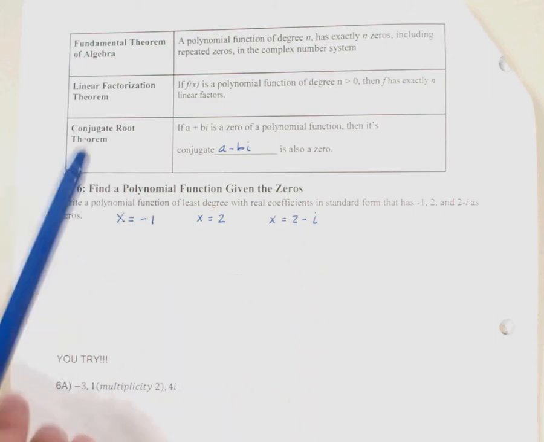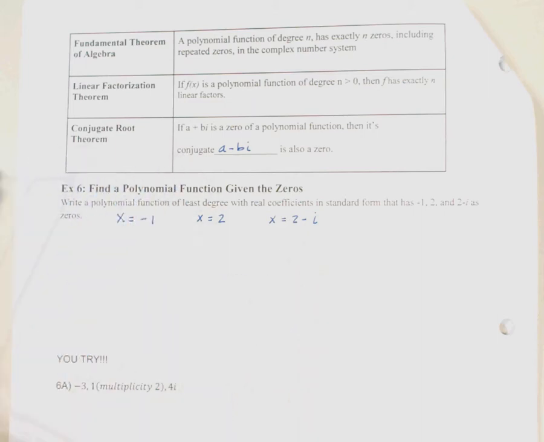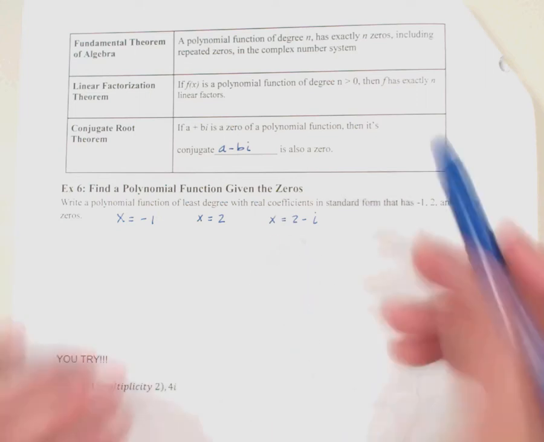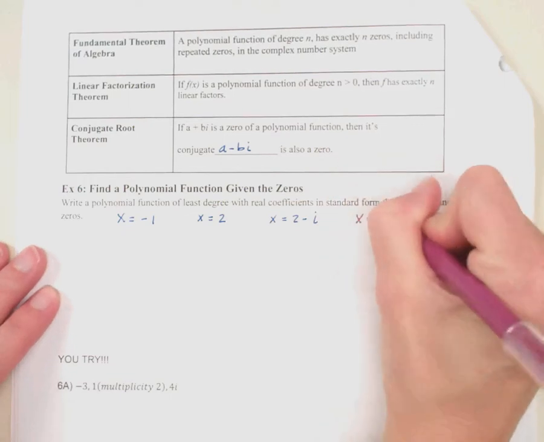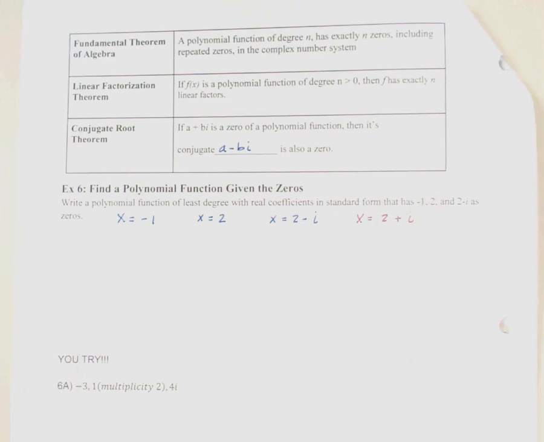Now, the conjugate root theorem states that if a plus bi is a zero of a polynomial function, then its conjugate a minus bi is also a zero. So if x equals 2 minus i is a zero, then from the conjugate root theorem, x equals 2 plus i is also a zero. What I'm doing is I am working backwards from when I factor. Typically, when I factor, I have my polynomial function, I find my factors, and I solve for x. Well, this time I have x, I find my factors, and then I multiply to make the polynomial function.